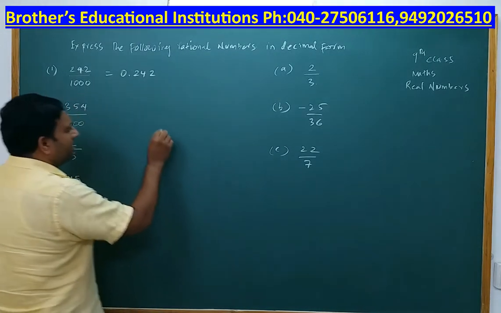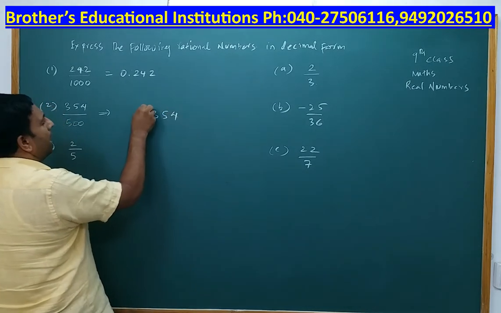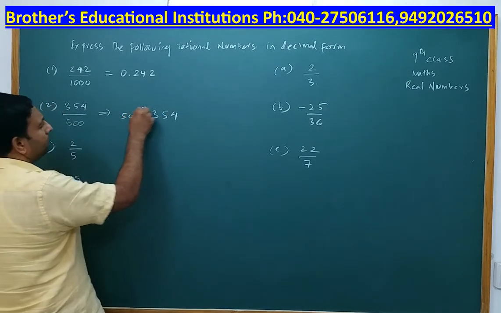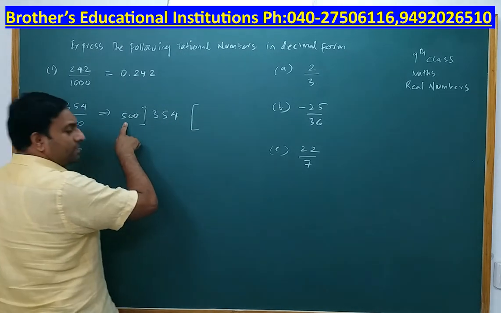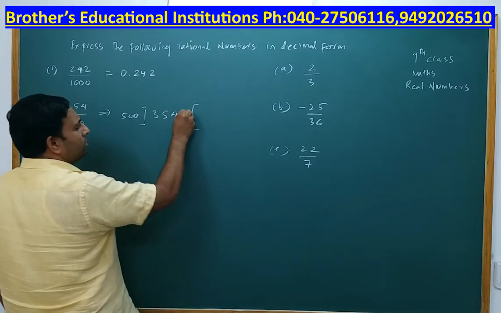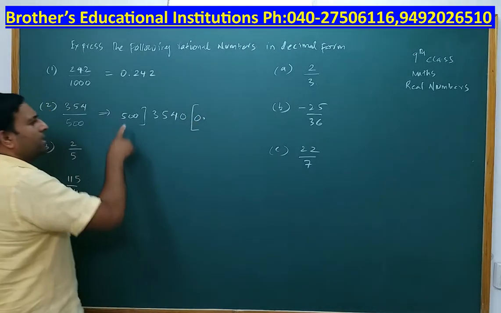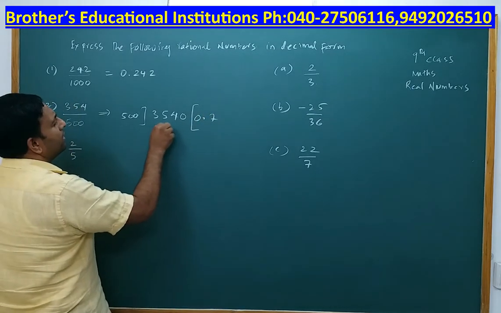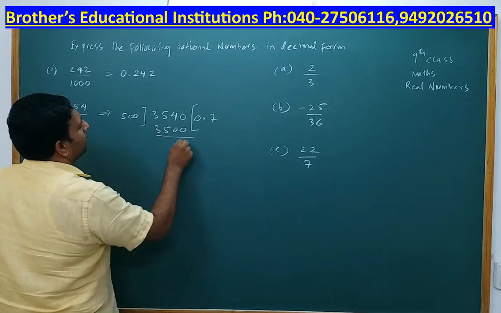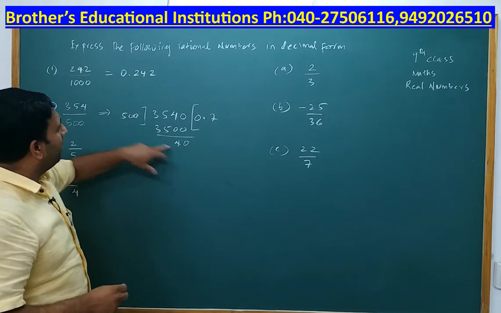But when you come across numbers like 500, you have to go with the natural division. How do I do that? Now see how. I will take 354 and divide with 500. 354 is less than 500, so I'll introduce 0. When I introduce 0, I have to take 0 point. Now 500 goes 7 times, 3500. Now what is the remainder? 40. Now can we divide 40 with 500?